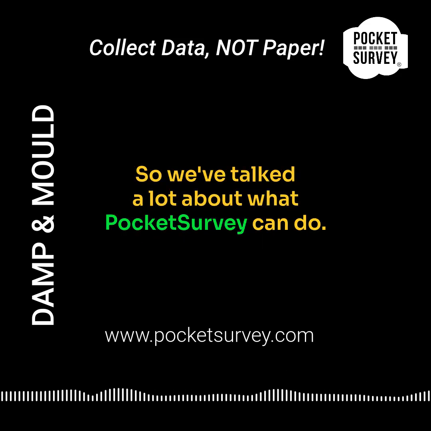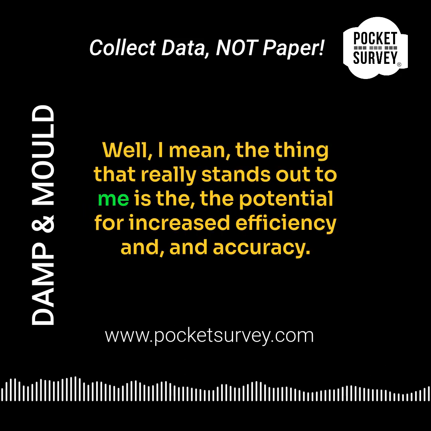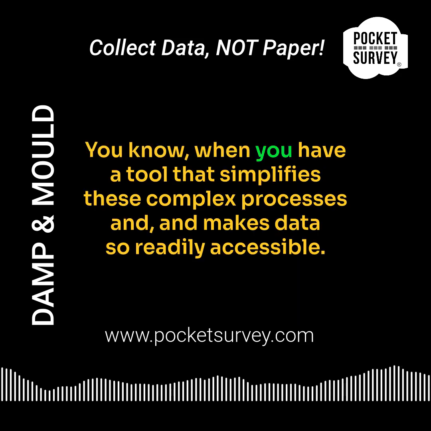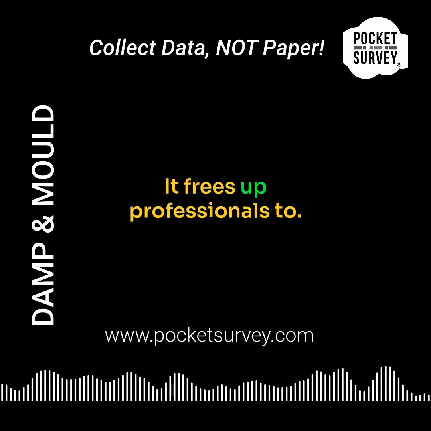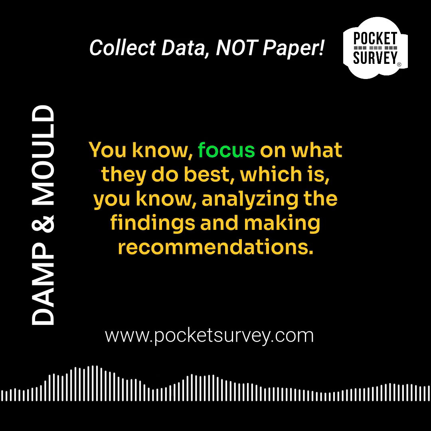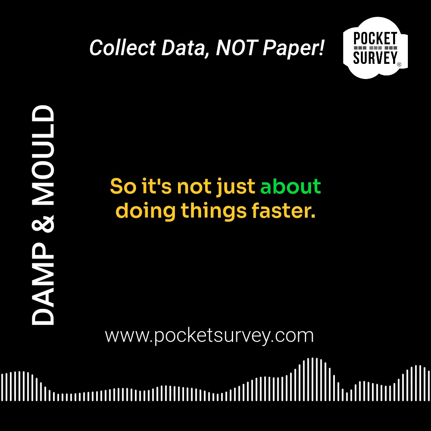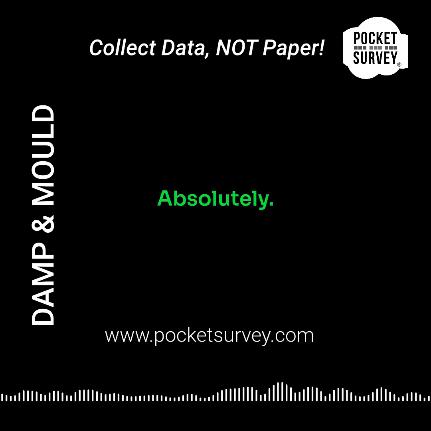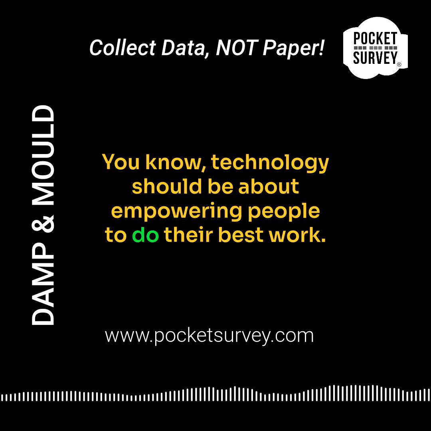So we've talked a lot about what PocketSurvey can do. Yeah. What about this resonates most with you? Well, the thing that really stands out to me is the potential for increased efficiency and accuracy. Okay. When you have a tool that simplifies these complex processes and makes data so readily accessible, it frees up professionals to focus on what they do best, which is analyzing the findings and making recommendations. Makes sense. So it's not just about doing things faster. It's also about doing them better. Absolutely. And I think that's a really important point. Yeah. Technology should be about empowering people to do their best work.